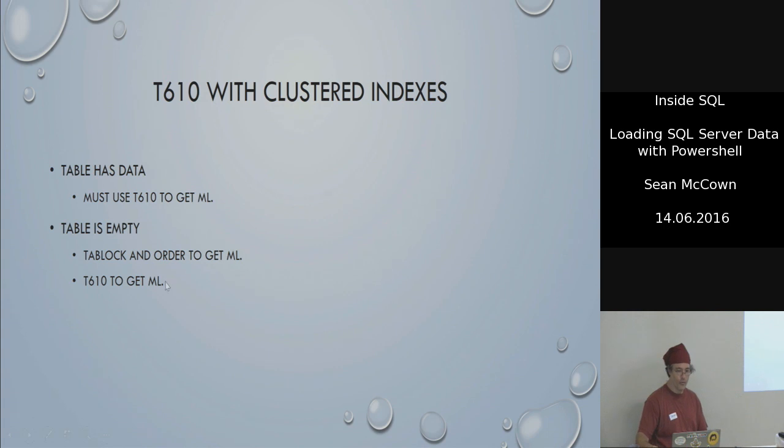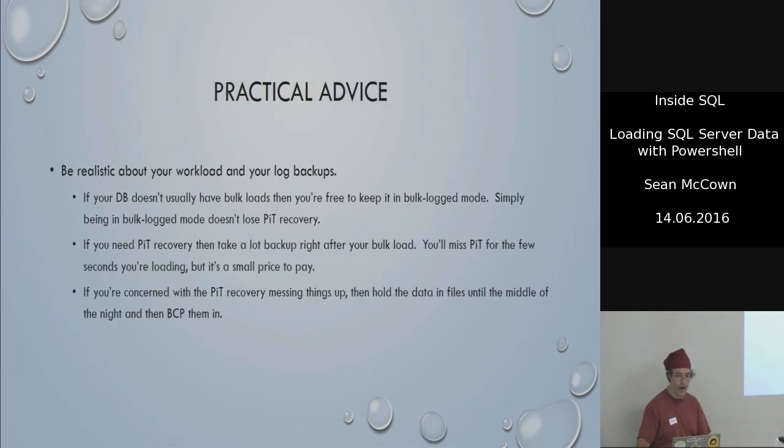And here are some rules. If the table has data, you have to use trace flag 610. If it's empty, you can use TABLOCK and ORDER BY. You have to use TABLOCK and ORDER BY. You have to order it by the clustered index, right? So the query itself, the data has to be coming in the same order as the clustered index. And then you're going to have a lot of tempdb activity there while it uses it as a sort, right?